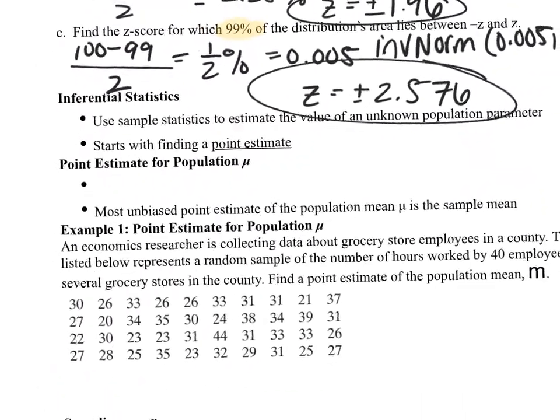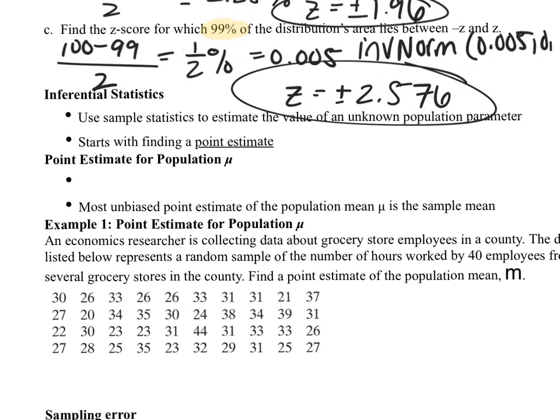So inferential statistics, we use the sample statistics to estimate the value of an unknown population parameter. So we'll be given a sample of data, okay? If our population was all grocery store workers in a given county, we'll probably be given a sample of 100 of the total number of workers. So it's not realistic to work with populations because there's so many people. And when we say we're using the sample statistics, that would be information like the mean, the standard deviation, and so on and so forth.